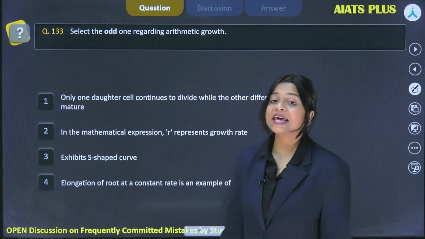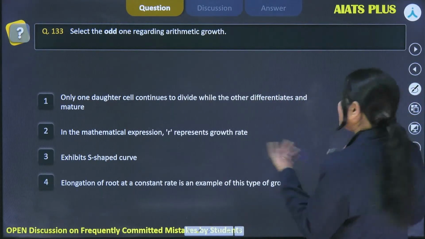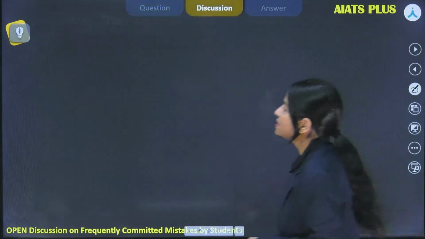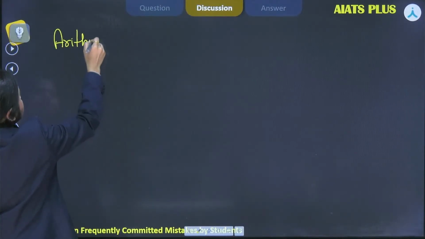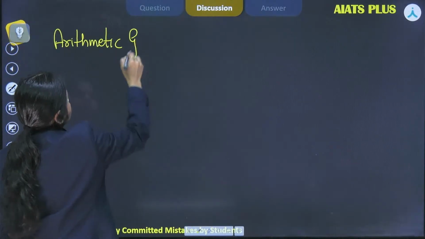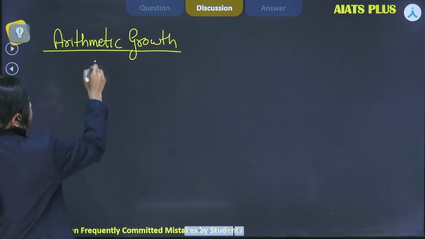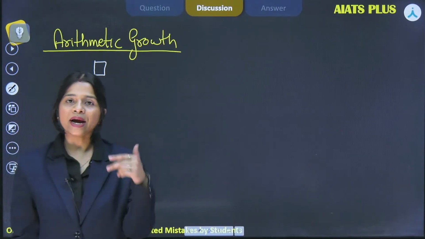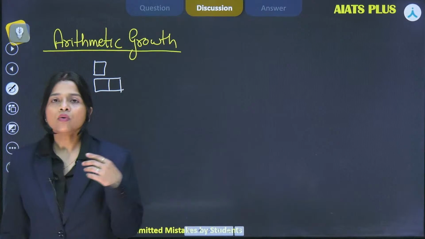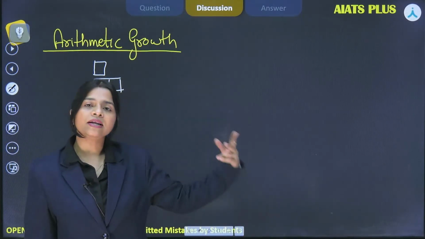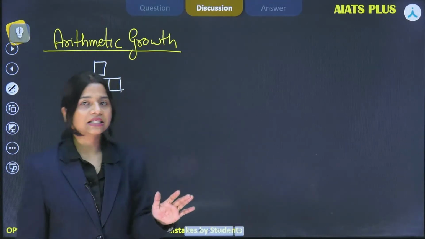Select the odd one regarding arithmetic growth. So what do we understand by arithmetic growth? Okay, let us see. Then we will come back to the options. Okay, so what happens in case of arithmetic growth? Okay, let's see. If we have one cell, right? One cell will divide into two daughter cells, that we know. It has been divided into two daughter cells. Now, usually we observe the pattern that 2 will develop into 4, 4 will divide into 8, and so on. But in case of arithmetic growth, this doesn't happen.